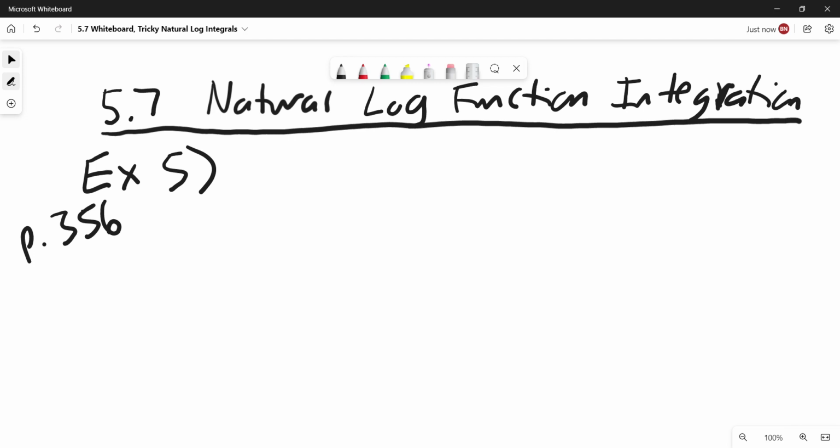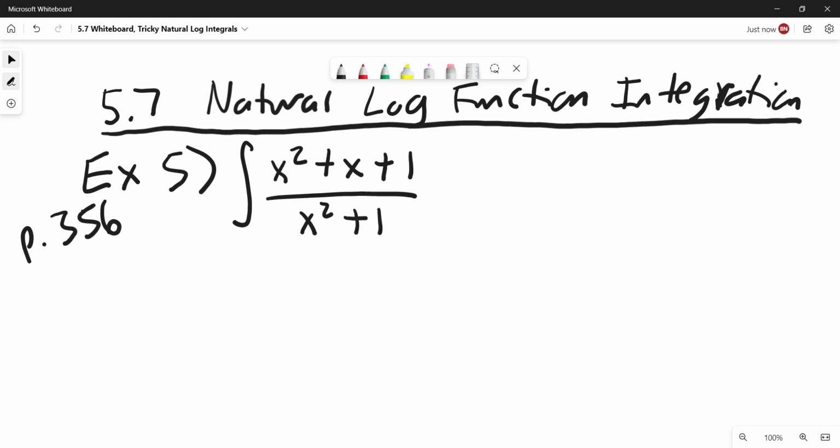Okay, so this integral says this: the integral of (x squared plus x plus 1) over (x squared plus 1) dx. All right. Now on first inspection, again, these questions, even for me, if I were just given one out of the blue, I would have to think through the different options, right?